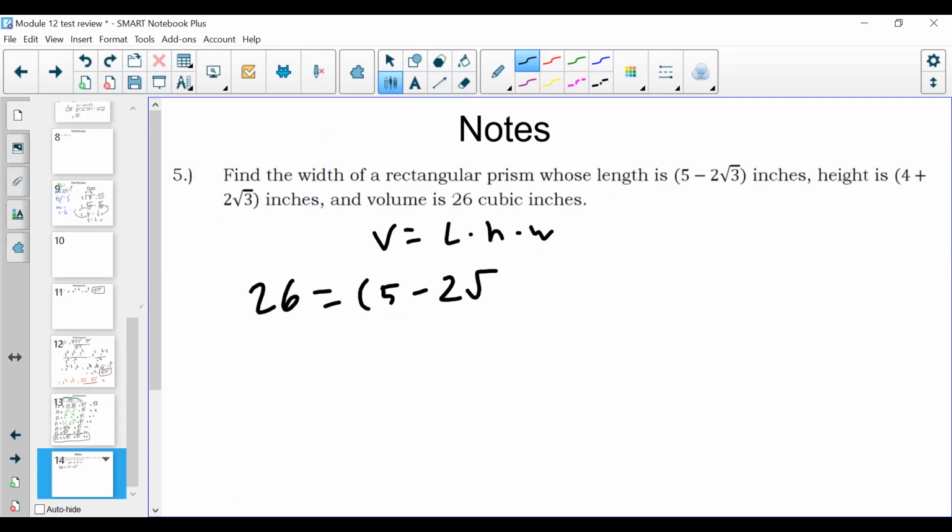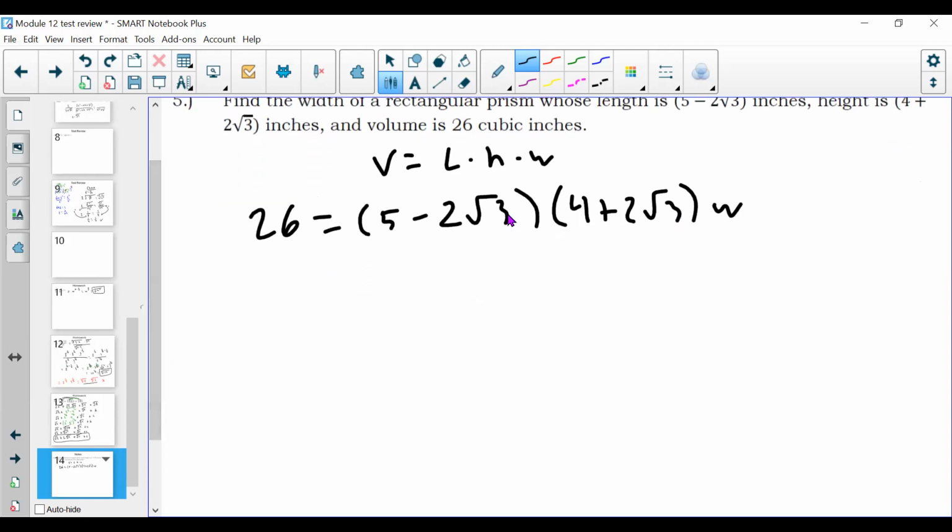So volume is 26, so I have 26, and that will equal the length, which is 5 minus 2 root 3. Its height, which we're told is 4 plus 2 root 3. And the width, which I don't know what it is. Okay? So I can solve this out.